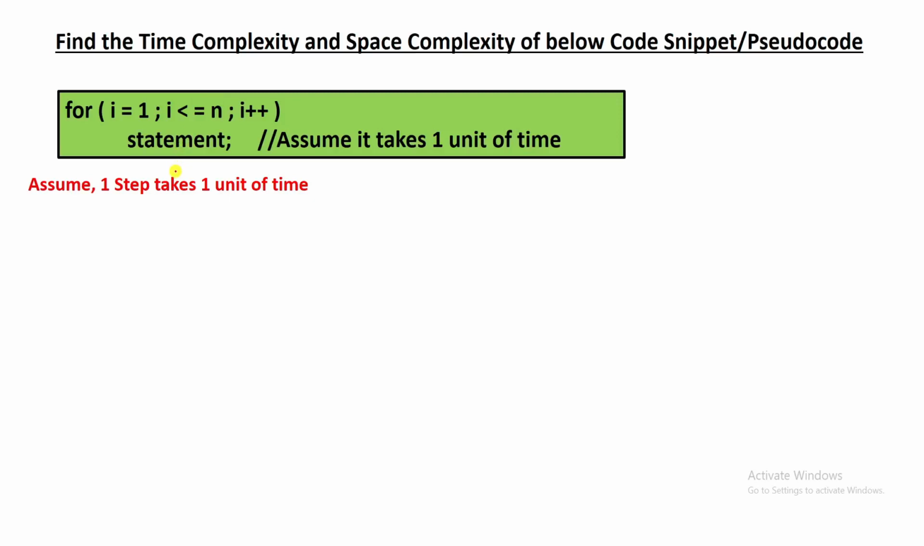Hey everyone, in this video, let's find the time and space complexity of this code. This is the iterative code consisting of a for loop, and we have assumed that one basic operation takes 1 unit amount of time.